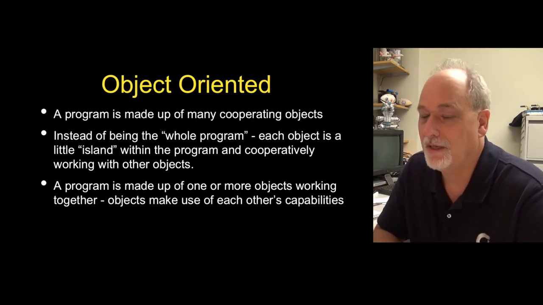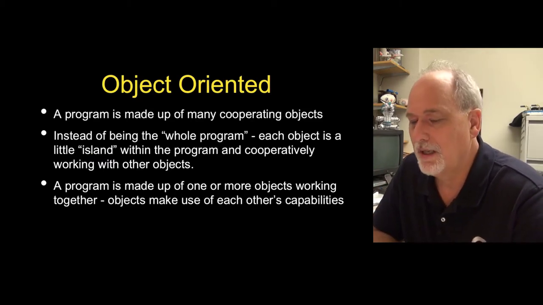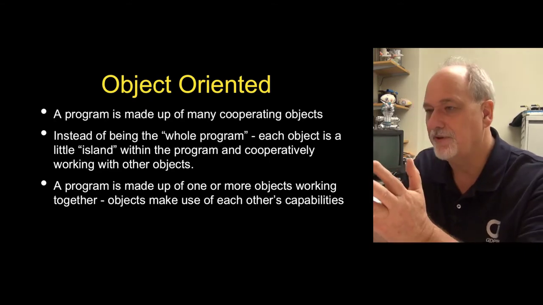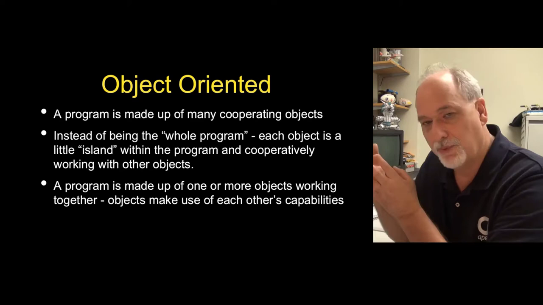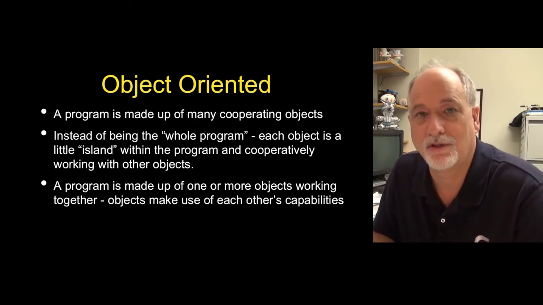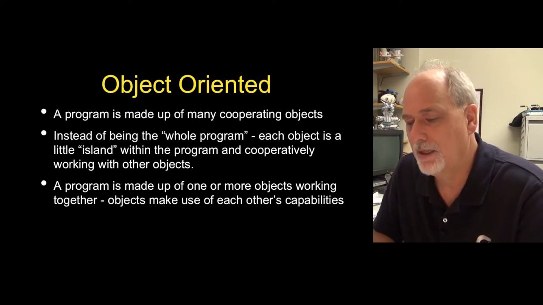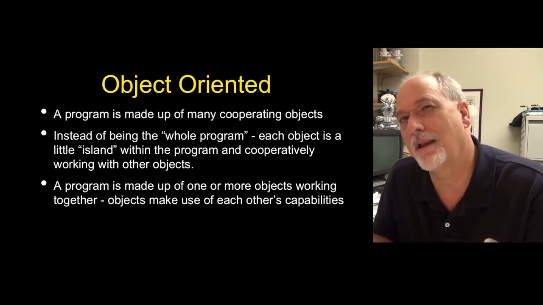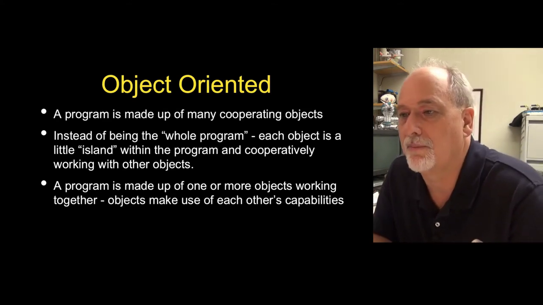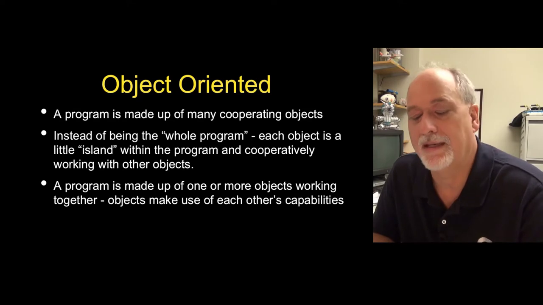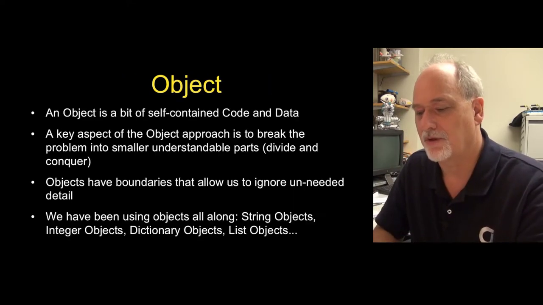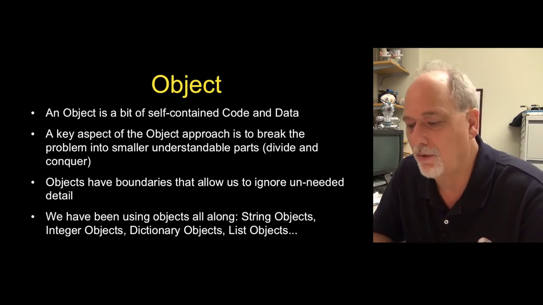In object-oriented, and frankly, you've been using object-oriented all along, the program has lots of objects, and we're sort of putting stuff into these objects, taking stuff out of one object and putting it into another object. And you've actually been doing this all along. As soon as you're looking at dictionaries and lists, you're doing objects. And so an object is quite a little thing. It's sort of its own little space inside of a program that contains code and data. All these objects are now working together. It's a bit of self-contained code and data.